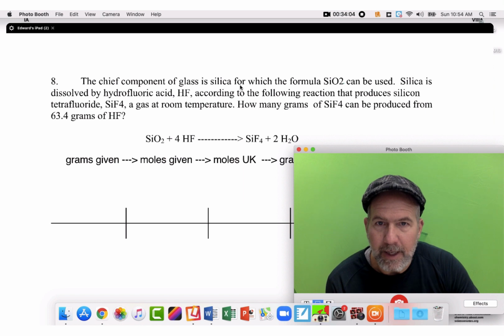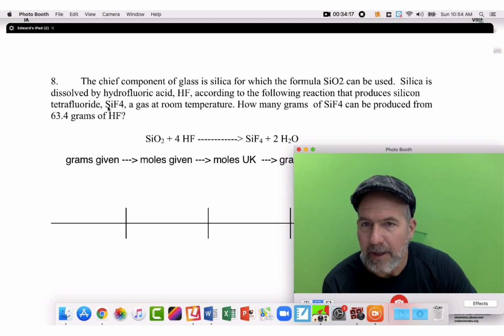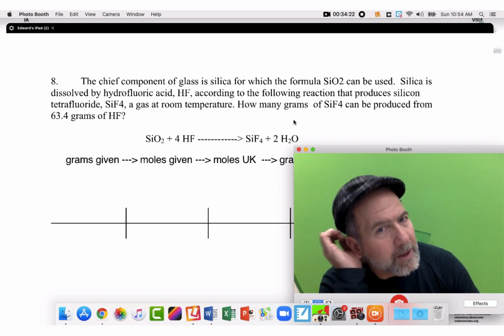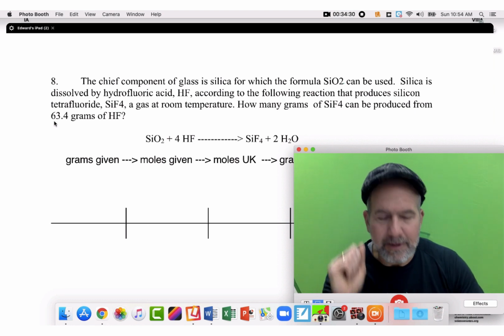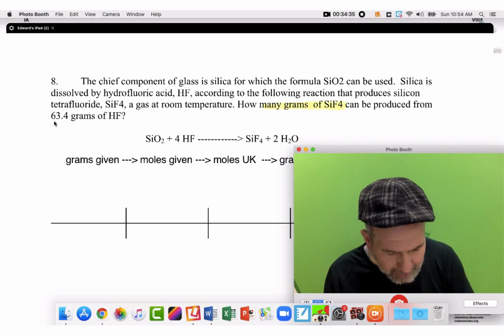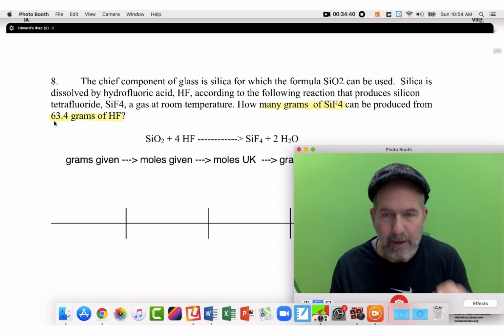The chief component in glass is silica, which has the formula SiO2. Silica is dissolved in hydrofluoric acid, that's HF, according to the following reaction that produces silicon tetrafluoride, SiF4, a gas at room temperature. How many grams of SiF4 can be produced? Here it is. This whole last sentence is the money shot. How many grams of that from how many grams of this?